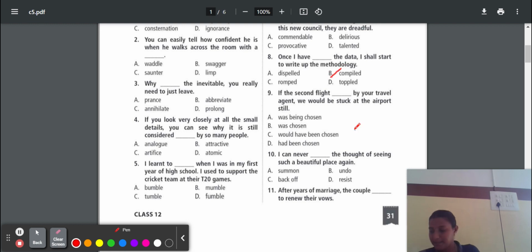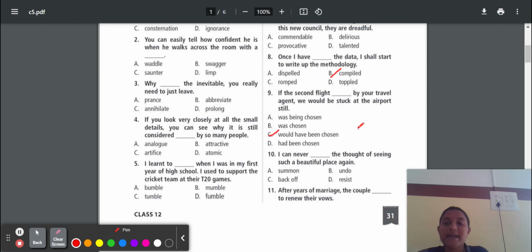Question number 9. If the second flight dashed by your travel agent, we would be stuck at the airport still. Option A, was being chosen. Option B, was chosen. Option C, would have been chosen. Option D, had been chosen. Answer for the question 9 is C, would have been chosen.